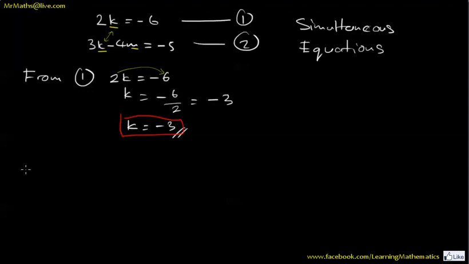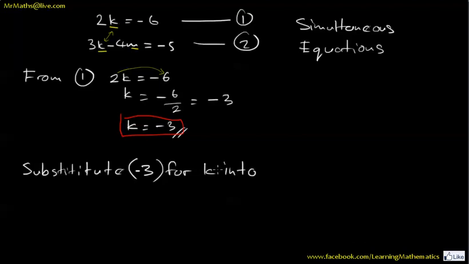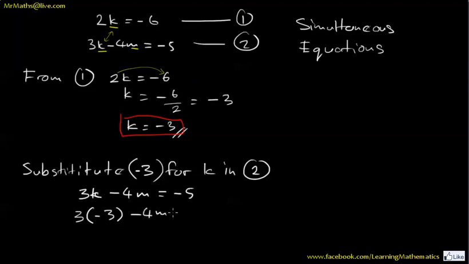And then substitute K into equation 2. We put K as minus 3, not 3, minus 3. In equation 2, 3K minus 4M is equal to minus 5. Alright, so 3K is minus 3, and minus 4M is equal to minus 5.